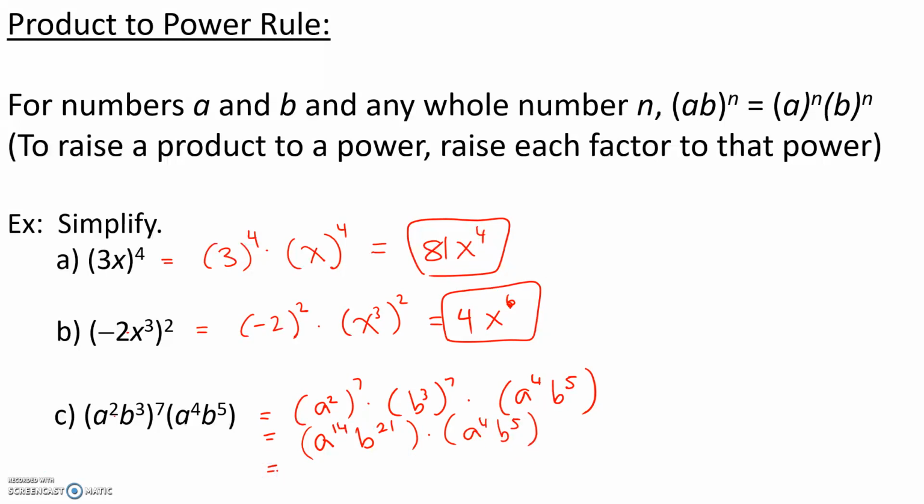Now we will multiply the same base, so a to the 14th times a to the 4th will give us a to the 14 plus 4. When multiplying the same base, keep the base, add the powers. Same with base b. When multiplying the same base, we will keep the base and add the powers. Our final result: 14 plus 4 is 18, so this is a to the 18th power. 21 plus 5 is 26, and b to the 26th power.